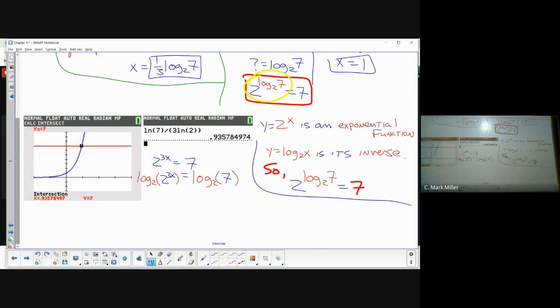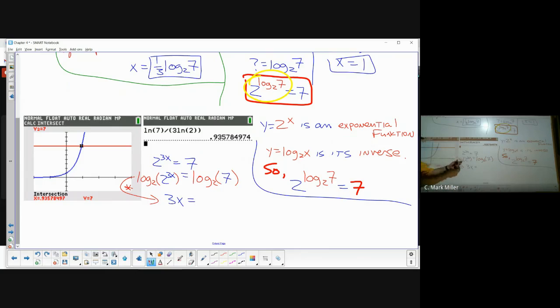This might be simpler for you. Why did I choose log base 2? Because my base is 2. Well, log base 2 and 2 to the x are inverses, so these undo each other. It's almost as if they cancel. So this left side is 3x, and that is a key step.